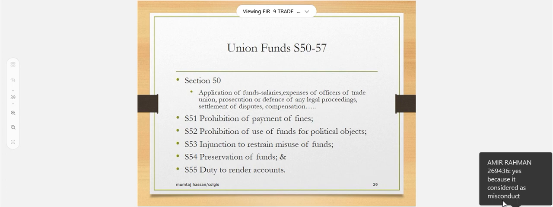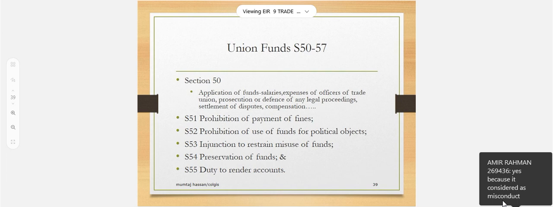Okay, but you cannot use the money under Section 51, prohibition of the payment of fines. Fine means you can only be fined if you do not follow the procedure under the law. So you cannot use the money to pay fines, which you pay at the court or maybe at a government department. Then you are also prohibited under Section 52 from using the fund for political objects. You cannot use the money for any political reason. Then if the money has been used for any reason which is not allowed under the law, or we can say if there's any misuse of the money, the trade union under Section 53 can take an injunction. An injunction is to stop the trade union from misusing the fund.